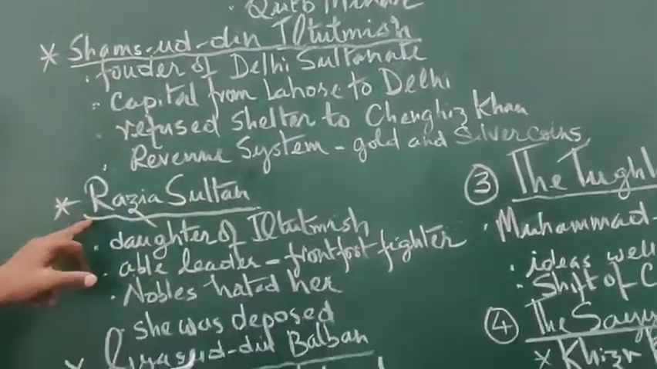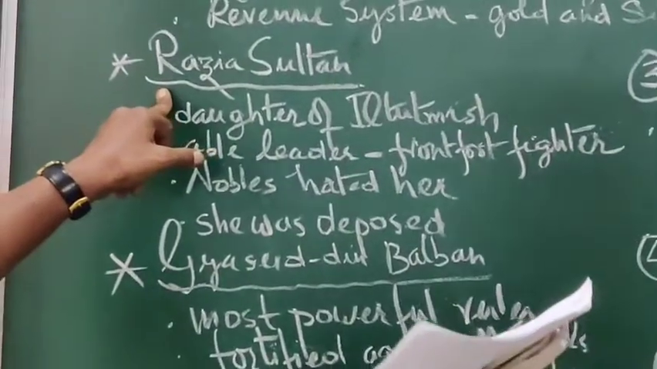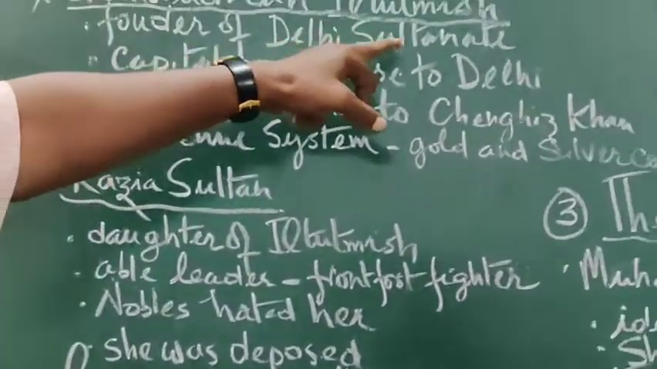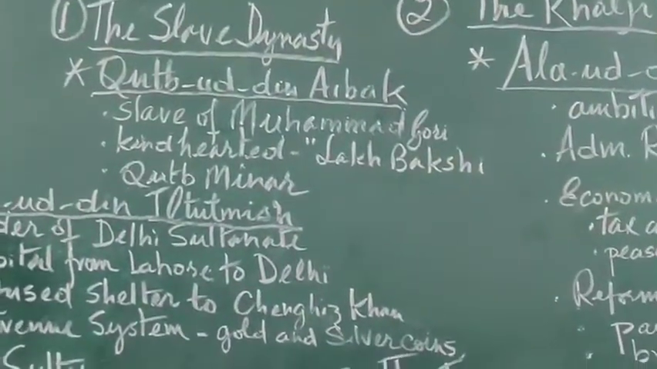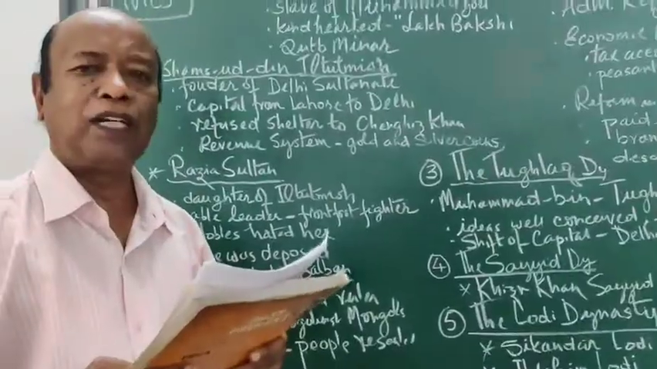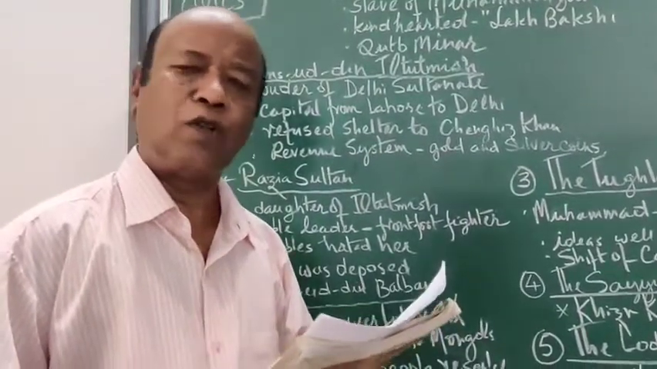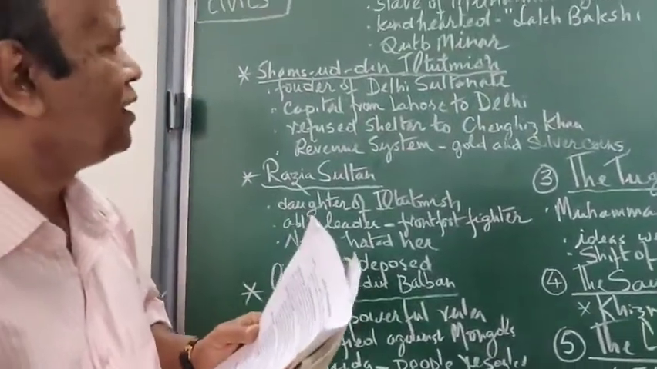The next ruler was Razia Sultan, the only woman ruler in the Delhi Sultanate. She was the daughter of Iltutmish. He thought and found her a very capable leader. So he appointed her his own successor. So Razia Sultan became the next ruler of the Slave dynasty.